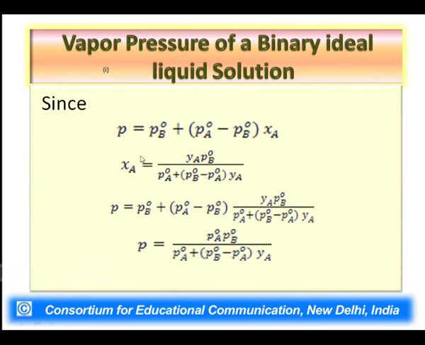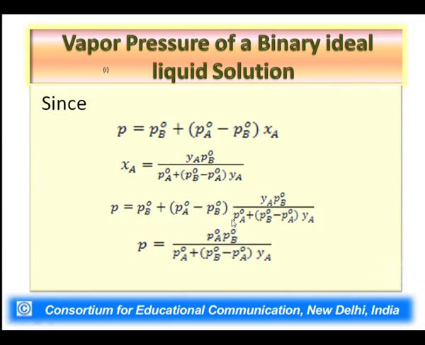We can substitute the value of XA in the first equation to get this third equation, that is P, the total vapor pressure of solution, equal to PB naught, the vapor pressure of pure component B, plus PA naught minus PB naught, that is the difference between the vapor pressure of pure component A and pure component B. Now, this is multiplied with XA. Instead of XA, we have substituted the second expression, and what we get is multiplied with YA PB naught divided by PA naught plus PB naught minus PA naught into YA.